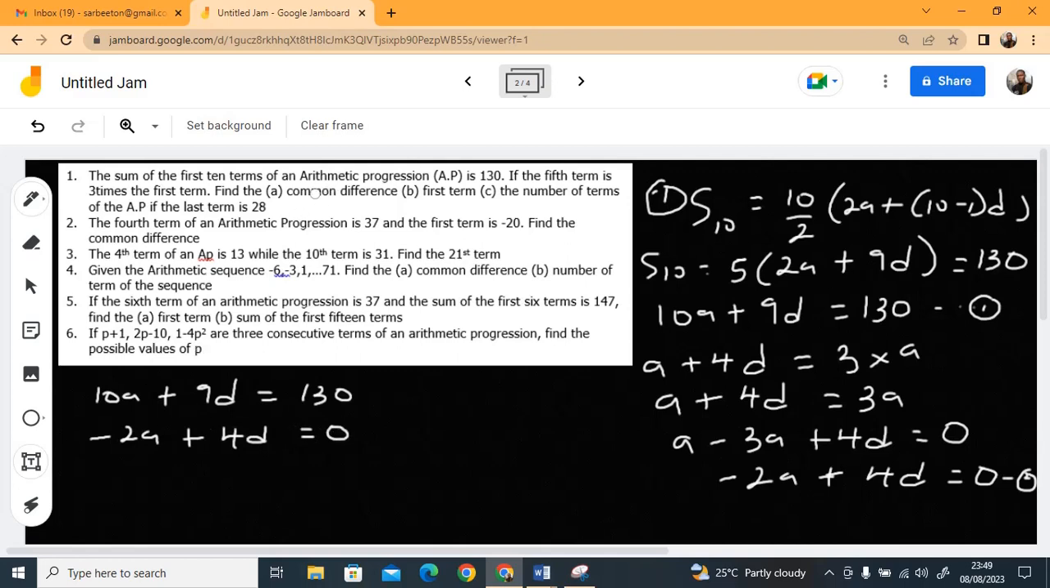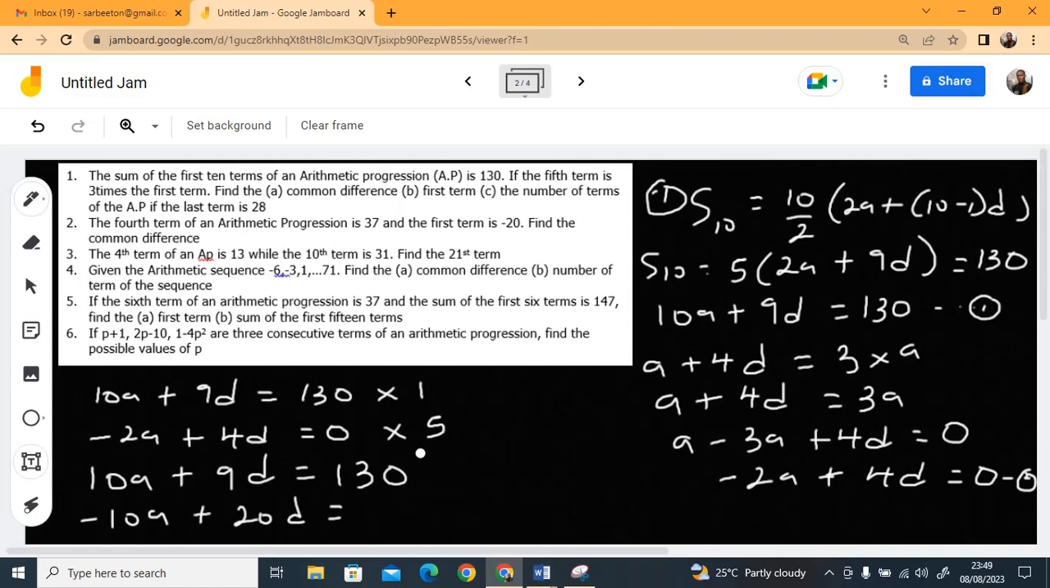Now, they said find the common difference, first term, and number of terms of the AP if the last term is 28. For this, I can make the coefficients have the same value. I'll multiply the first equation by 1 and the second by 5. 10 times 1 is still 10a plus 9d equals 130. Then 5 times minus 2 is minus 10a, plus 5 times 4 is 20d, equals 0 times 5, which is 0.